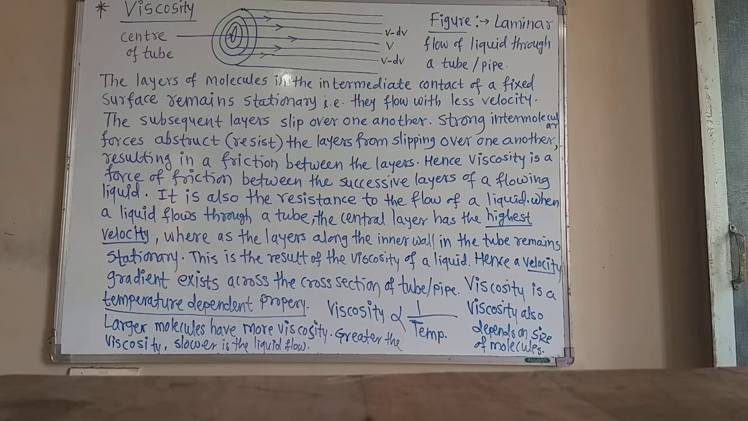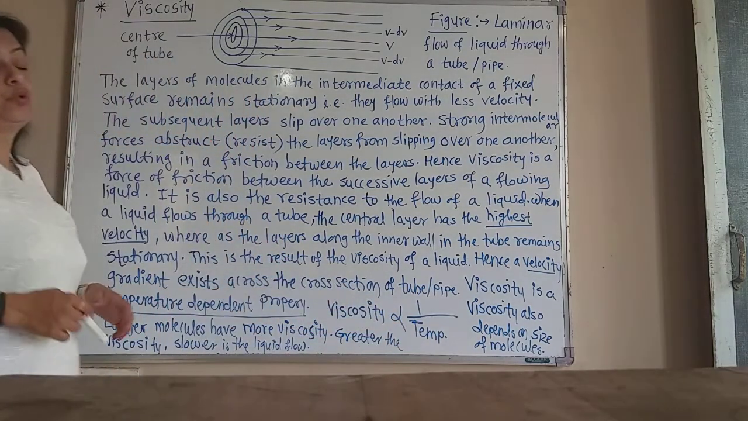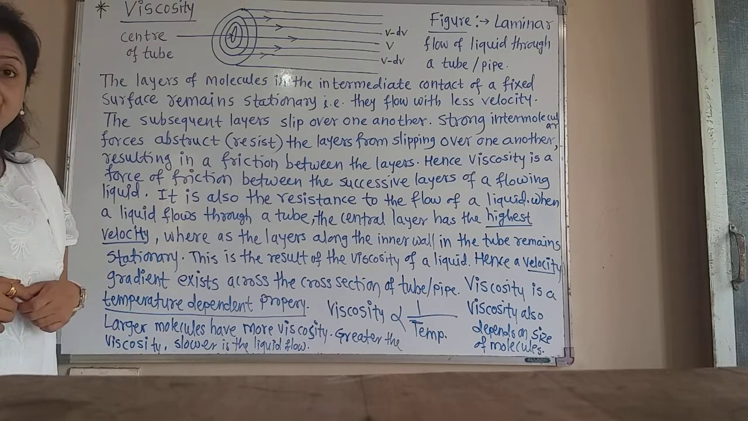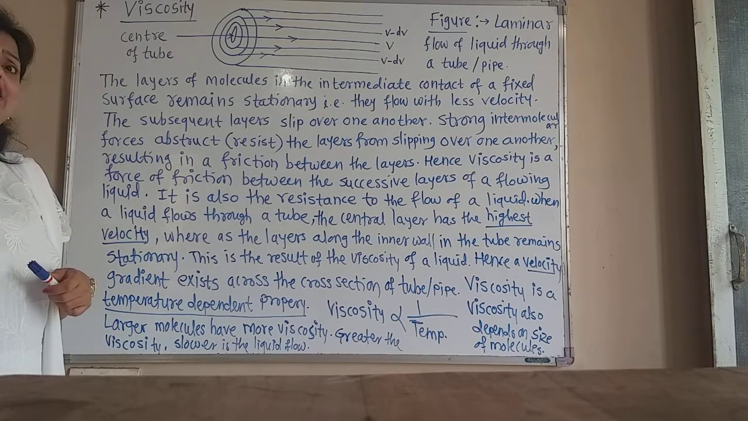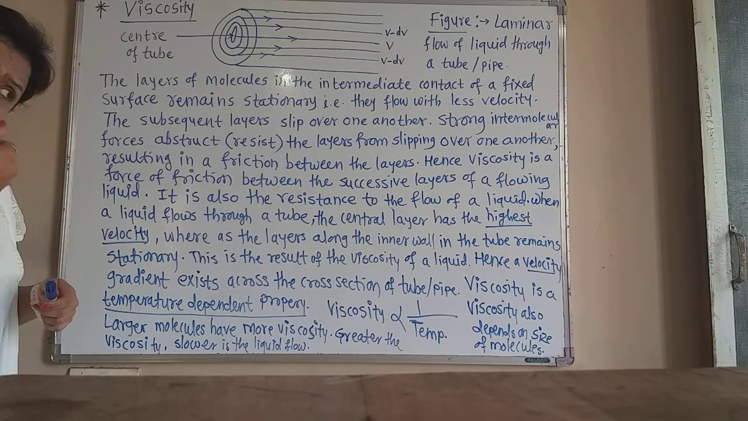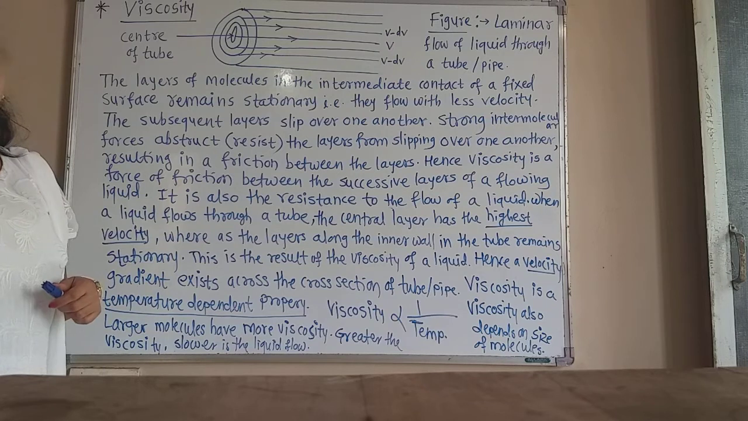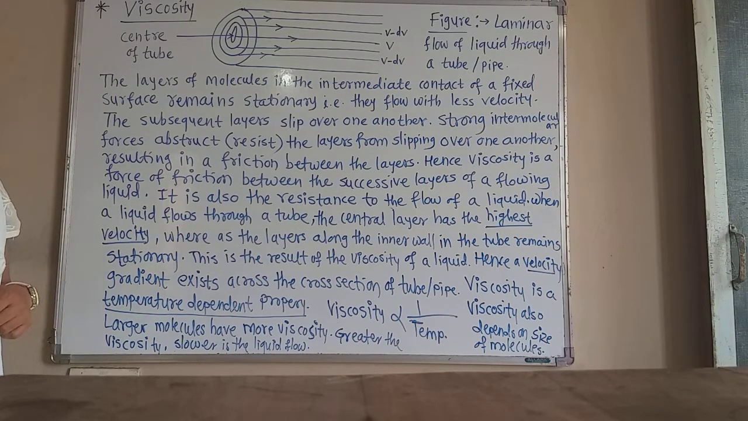Remember that. Another factor which affects the viscosity is the temperature. Now, viscosity is inversely proportional to temperature. That means viscosity is a temperature dependent property. As temperature increases, viscosity decreases and the liquid flows faster. But if the viscosity is large, then the rate of flow of the liquid decreases, or the liquid flows at a lesser rate. Remember that. That means the liquid flows slowly.